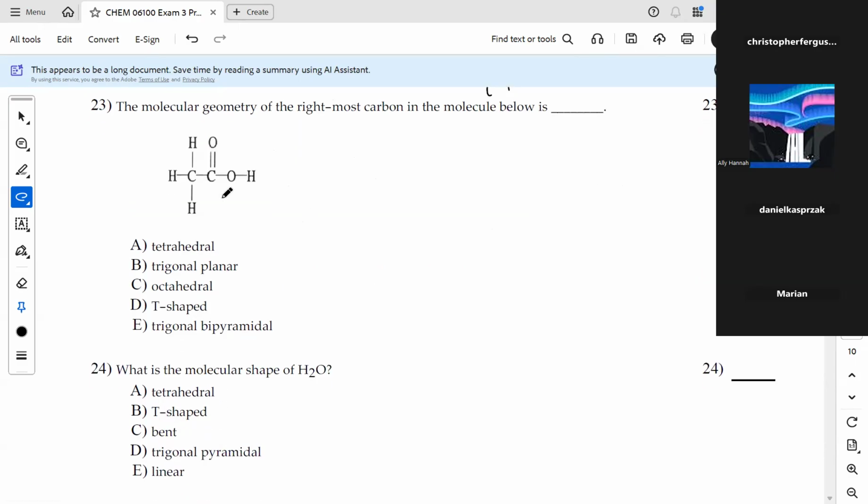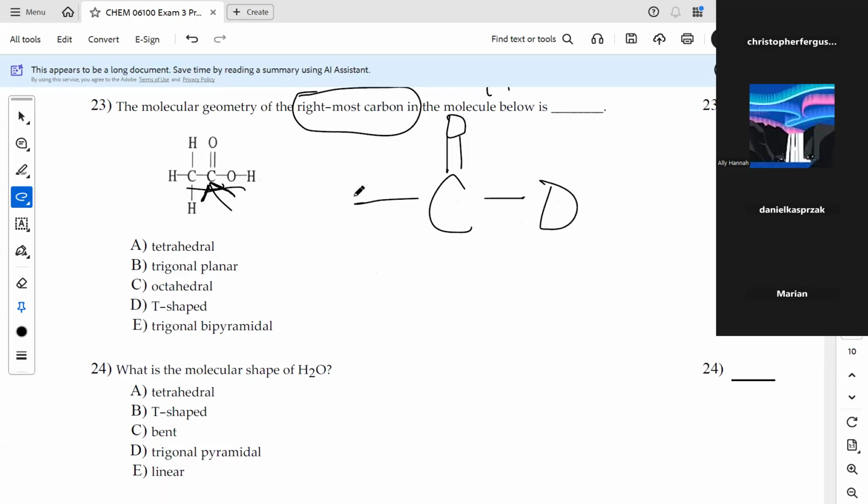All right, now technically we have 3 central atoms here, but we're asked specifically about the rightmost carbon. The leftmost carbon we don't care about. The rightmost would be our central atom there. There we go. So that's our carbon in question here. Let's think for a minute. We have a double bond to oxygen, a single bond over here, a single bond over here. Remember, each single, double, or triple bond is 1 electron domain.